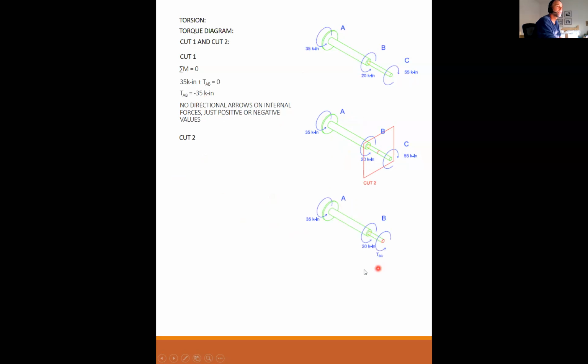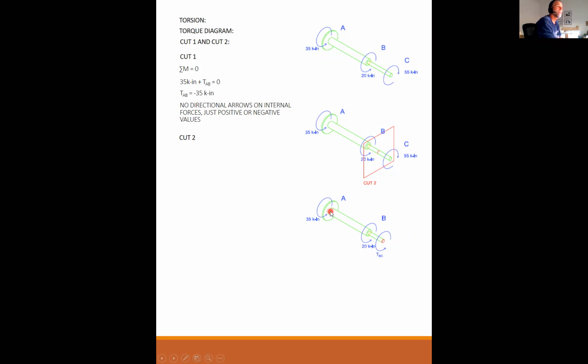And I make my cut. Again, it's arbitrary if you want to do the left or the right-hand side. But what is important is that you put everything on there consistently. So I have 35 kip inches positive. I have 20 kip inches positive. Again, I'm using the right-hand rule. And I draw my unknown internal torque, TBC, in the positive sense.